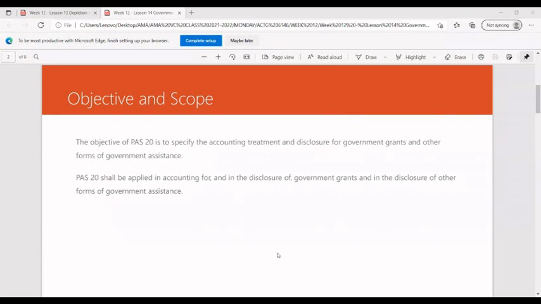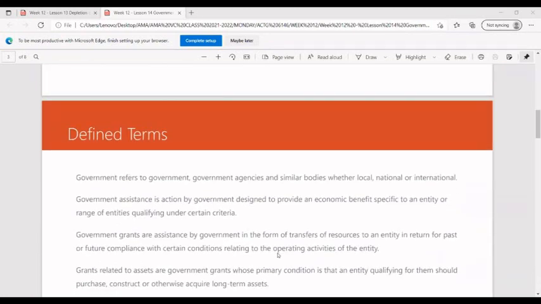So for the objective and scope, the objective of PAS 20 is to specify the accounting treatment and disclosure for government grants and other forms of government assistance. It shall be applied in accounting for and in the disclosure of government grants and in the disclosure of other forms of government assistance.